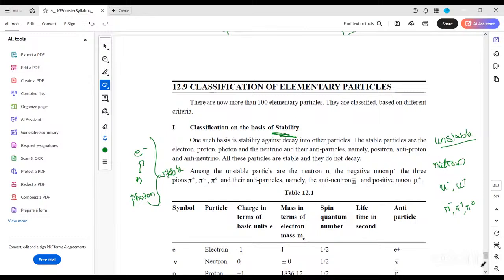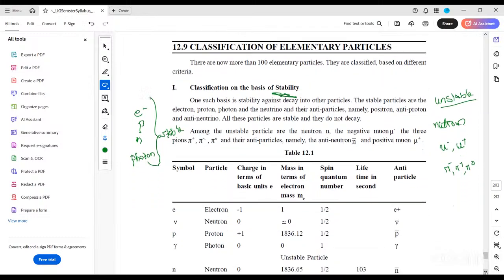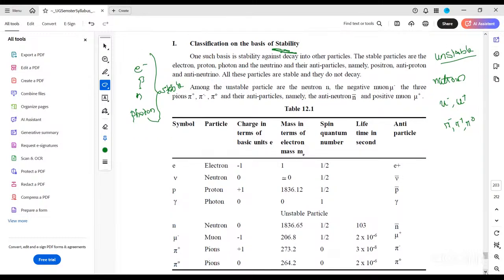After that, just see the table. What is given in the table? Symbol, particle, its charge, mass, spin, lifetime, and corresponding antiparticle. Just see here first, what is the symbol? Electron, e minus. This minus means charge is -1. Mass of the electron is 1. Its spin is 1/2. Its antiparticle is positron.